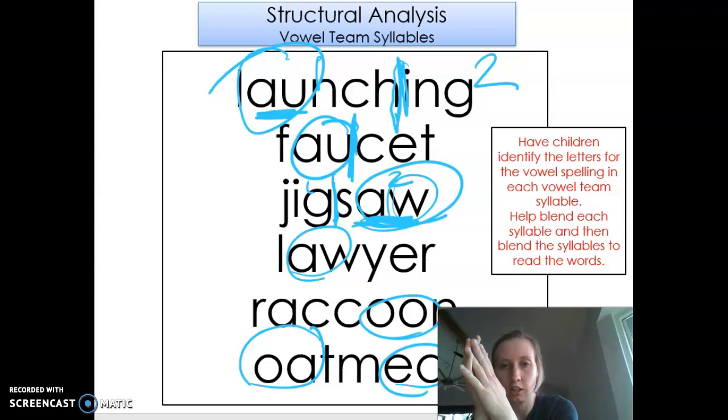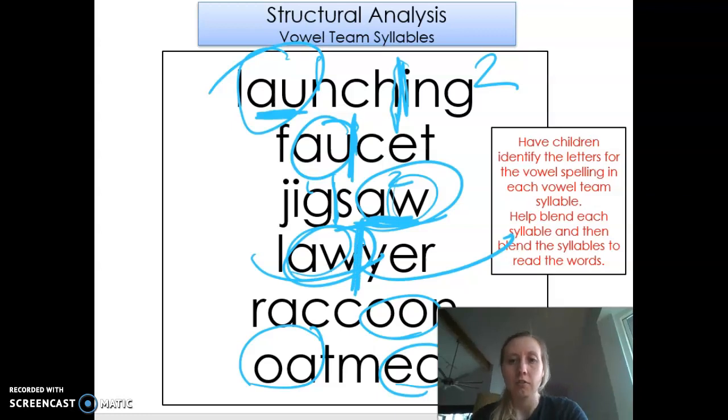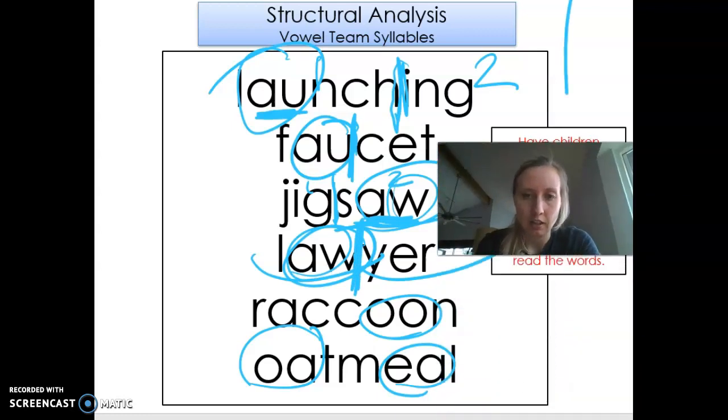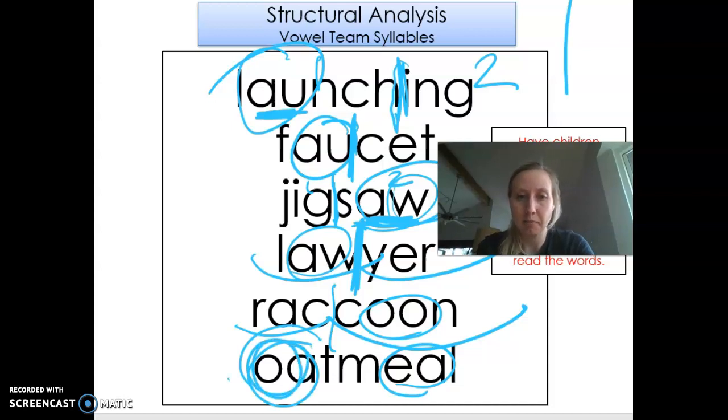Lawyer. Lawyer. So my AW stayed together. Raccoon. I think you break it right here. Raccoon. Okay, last one, oatmeal. Here's my vowel team. Oatmeal. Okay.